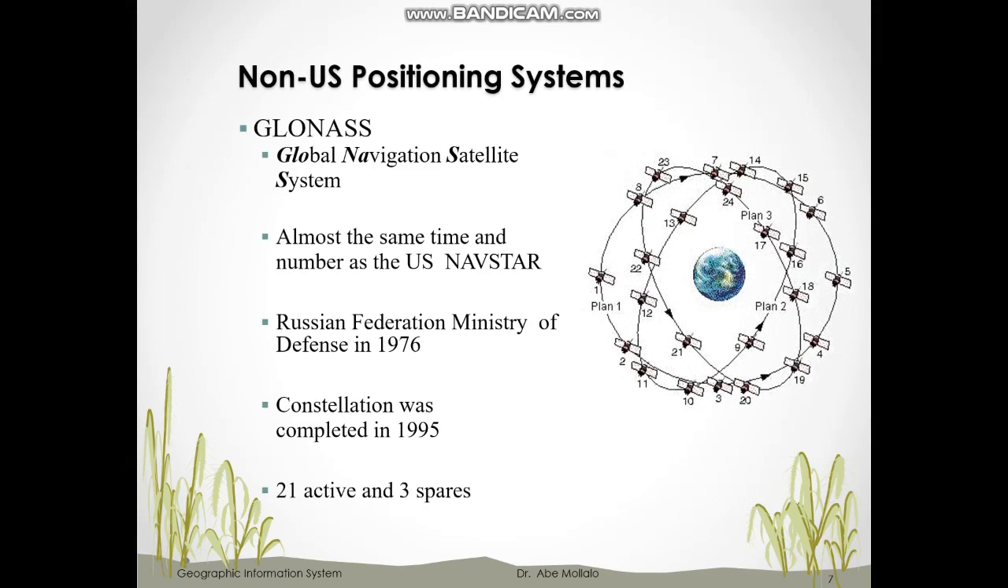The second GNSS is Russian version, the GLONASS, which stands for Global Navigation Satellite System. It was launched almost at the same time as the US GPS, so there was competition between US and Russia. And GLONASS was developed by Russian Federation Ministry of Defense in 1978, and also the project was completed in 1995, almost the same time as GPS. So like GPS, it is also composed of 24 satellites orbiting around the Earth, 21 active and 3 as spares.